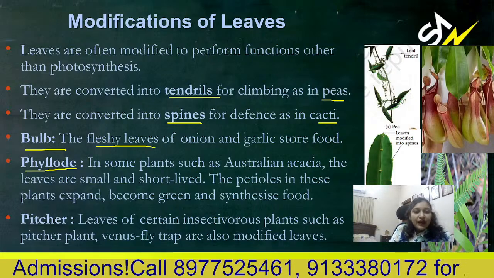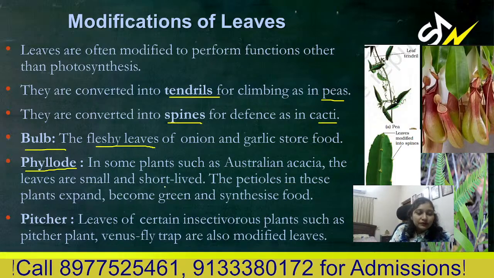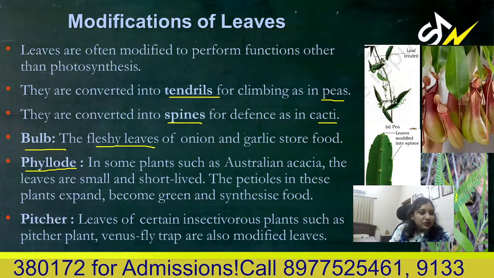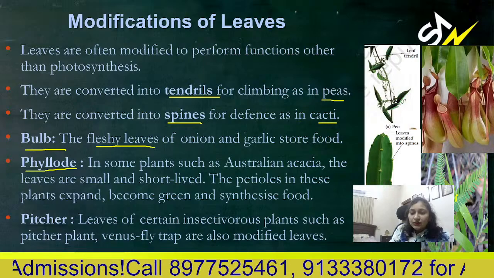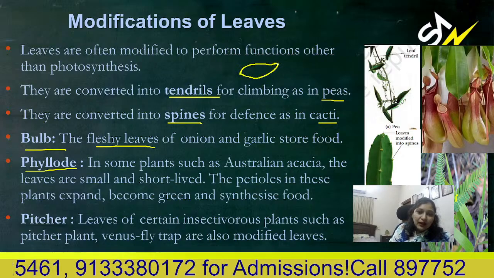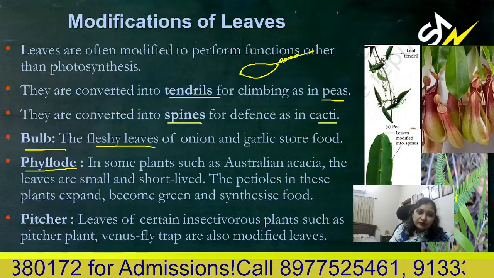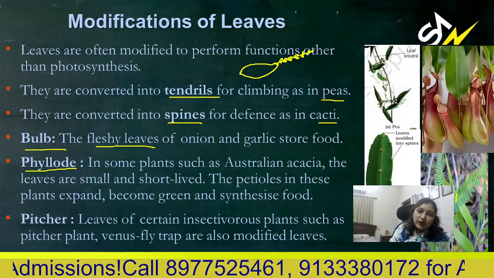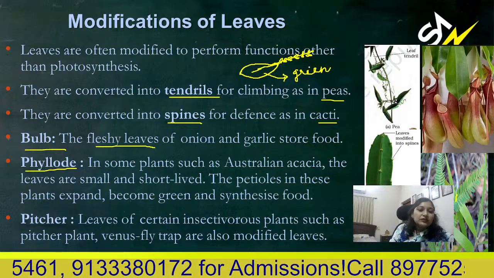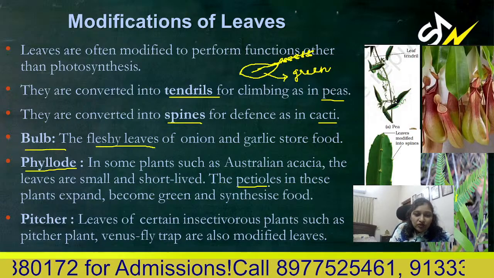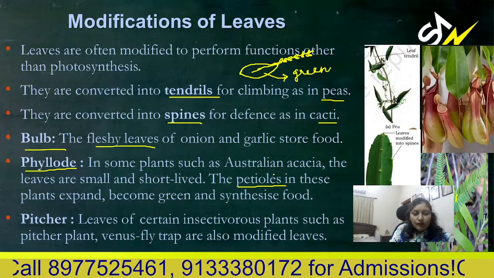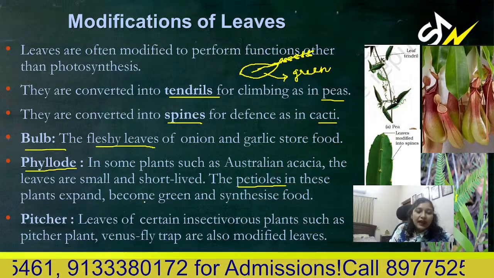This is phyllode. In some plants such as Australian acacia, the leaves are very small and short-lived. So the petiole, look here. These are short-lived leaves. In this last picture, just behind my picture, you can see the petiole. It is there. Okay, it's just like this. This is the leaf petiole. It becomes large, and here the small leaves are borne. Very small leaves, so they can carry out very little photosynthesis. So this petiole becomes green to carry out additional photosynthesis. Petiole modification, and the petiole is part of the leaf only. That's why phyllode is included in leaf modification. So the petiole in this plant expands, becomes green and synthesizes food.